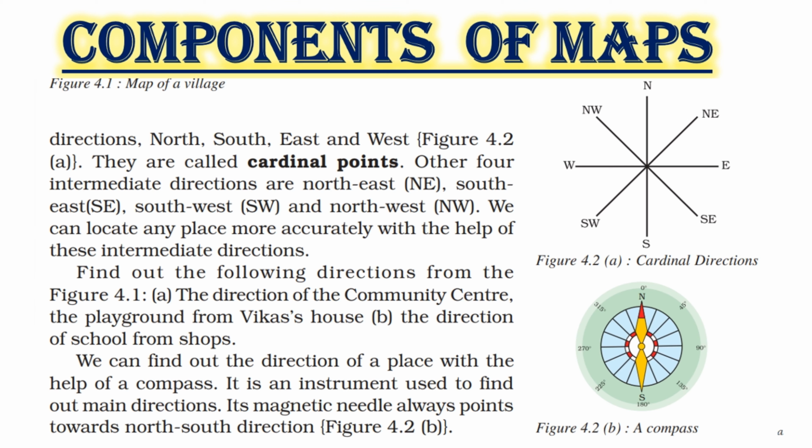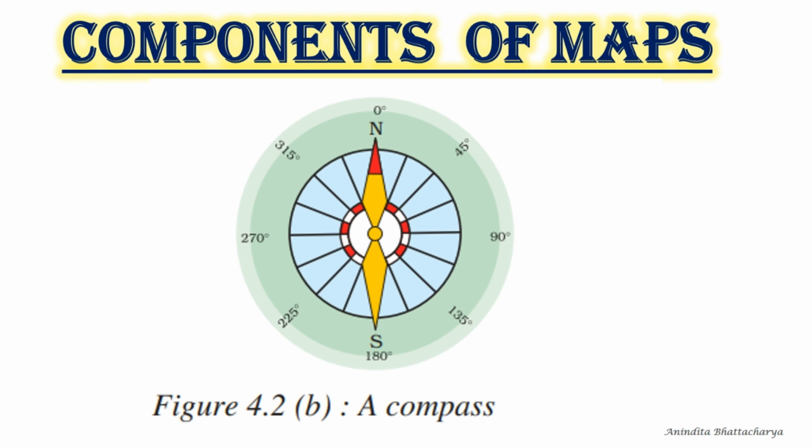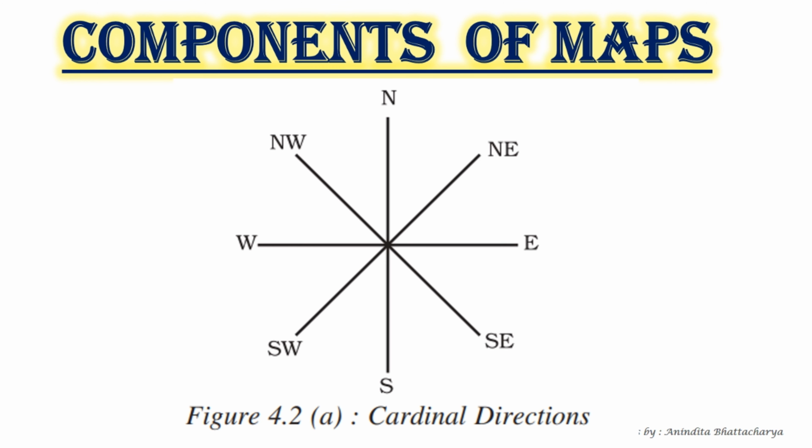Got it now? So I am going to repeat. There are 4 major directions: north, south, east and west. Also this direction called as cardinal direction or cardinal points. Compass is used to find out main directions as its magnetic needle always points to our north-south direction. Apart from the cardinal direction, there are 4 intermediate directions. These are northeast, southeast, southwest and northwest, which help us to locate places more accurately.